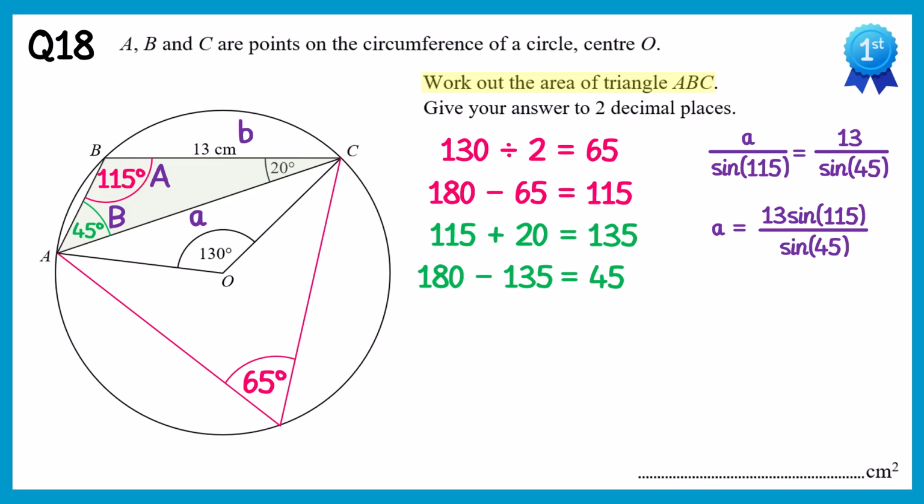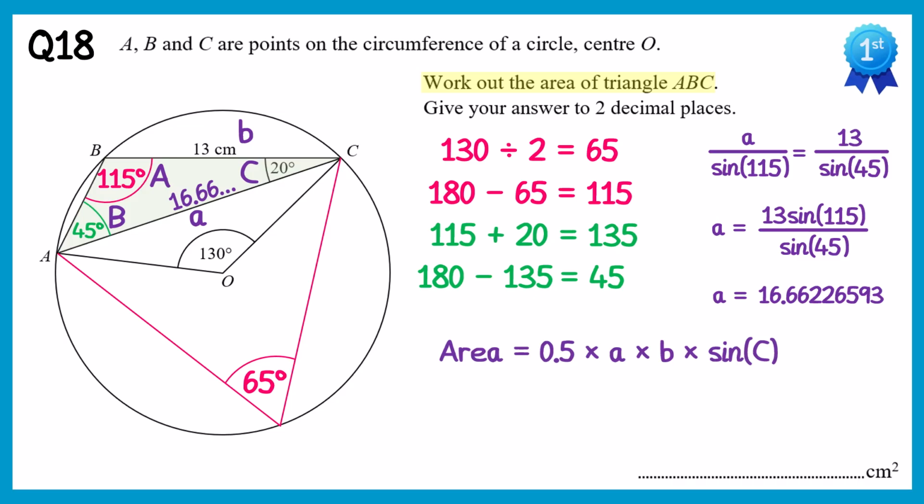You can then just type this into your calculator and you'll find the value of A is 16.6622 and so on. So we can now add this onto our diagram. You can see in the question we've labelled two of the angles in the question as A and B. The remaining angle is a capital C. We can now use the formula area equals 1/2 times A times B times the sine of capital C.